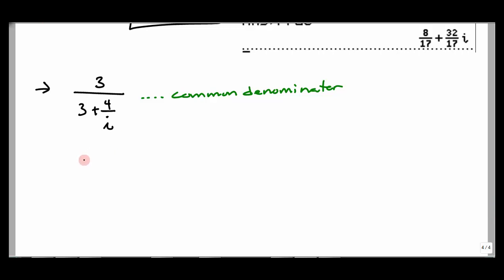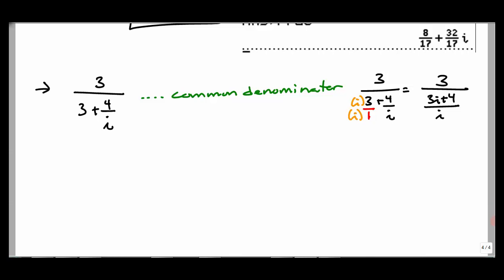So lots of simplification for this one. I have 3 over 3 plus 4 over i. Right now the denominator under the 3 is a 1, but I want to find a common denominator between 1 and i, and the common denominator between 1 and i is i. So I'll multiply both the top and the bottom here by i. So I have 3, and then I have 3i plus 4. And now since this is a common denominator, I can rewrite that under one denominator.